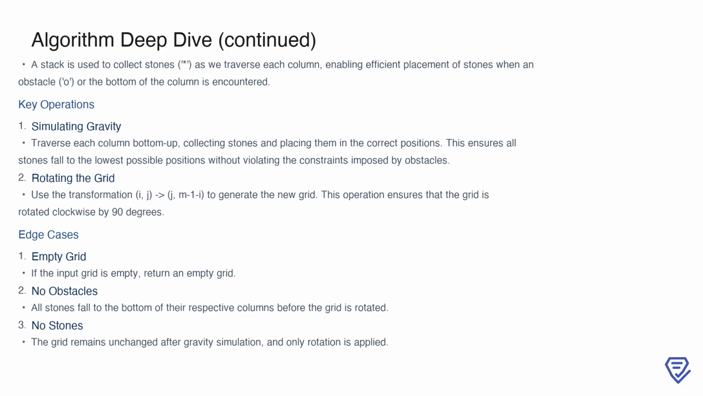It's also important to consider edge cases. For instance, if the input grid is empty, the output should simply be an empty grid. If there are no obstacles, stones will fall to the bottom of their respective columns before rotation. Conversely, if there are no stones, the grid remains unchanged after gravity simulation, and only the rotation step is applied. These considerations ensure that the algorithm handles all scenarios robustly.